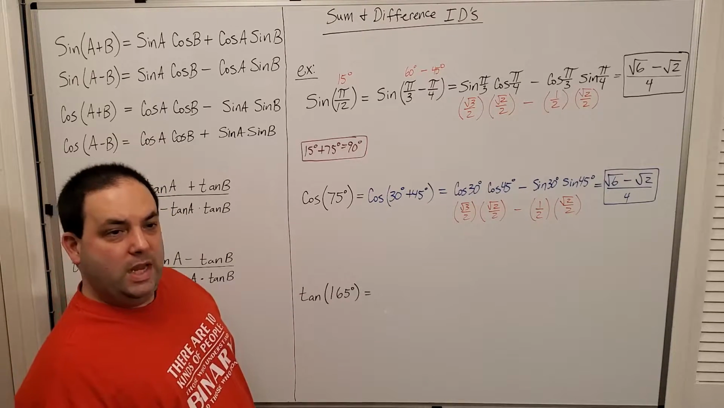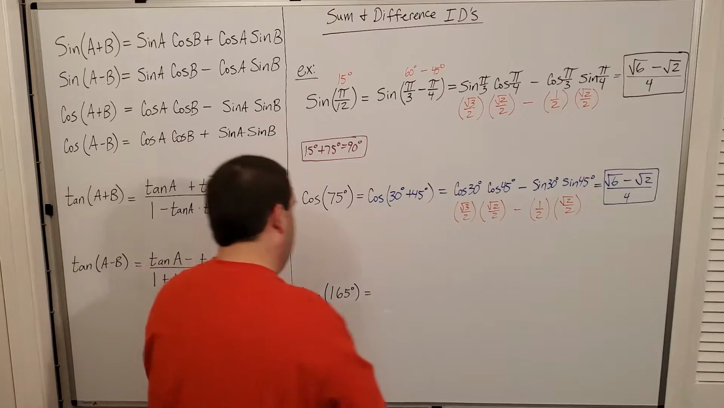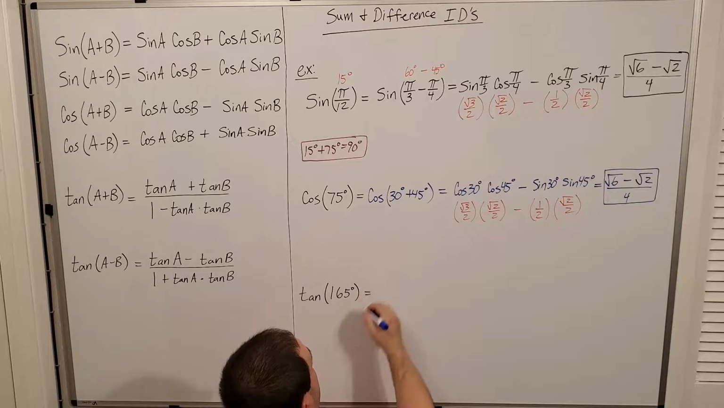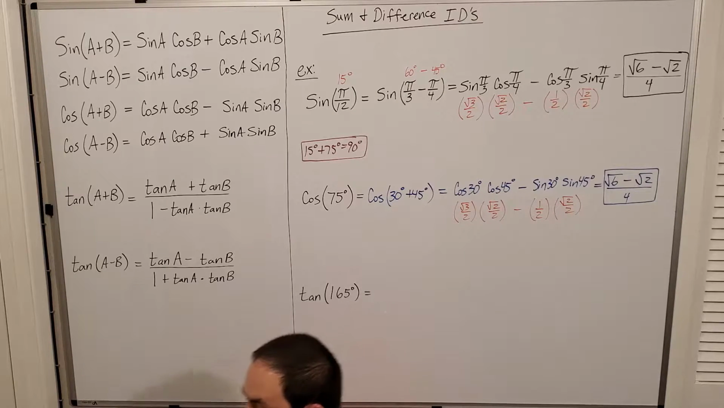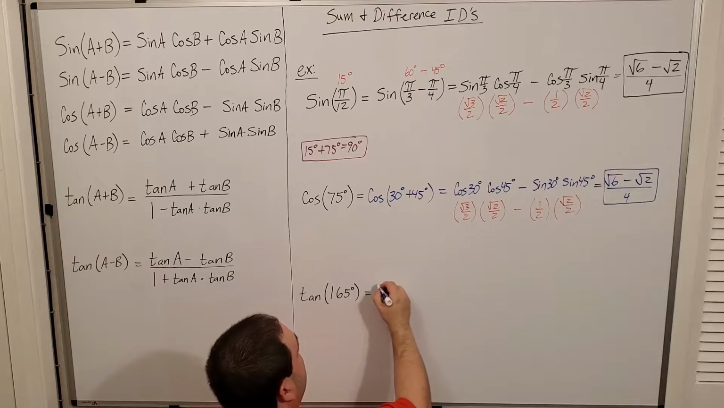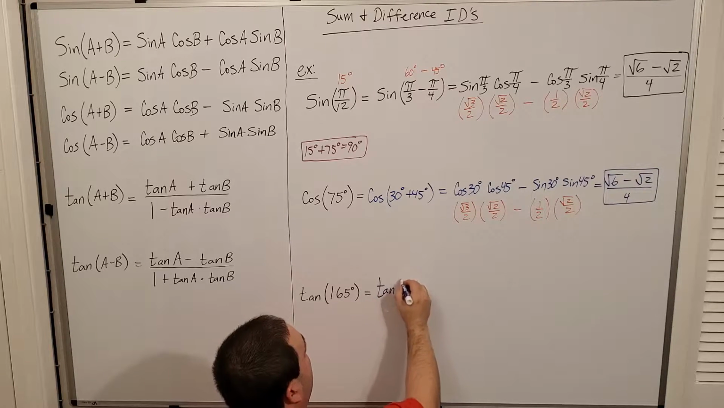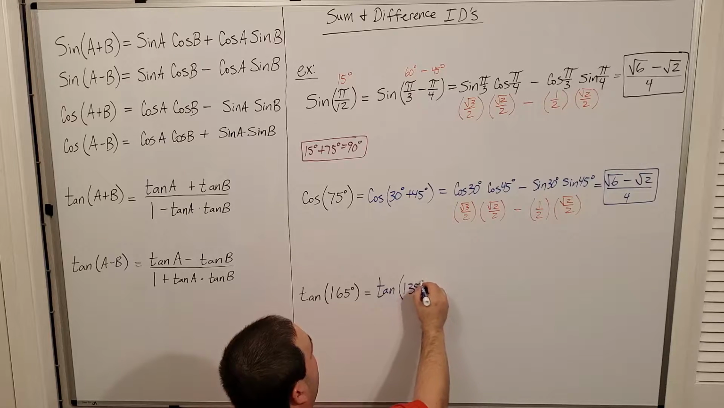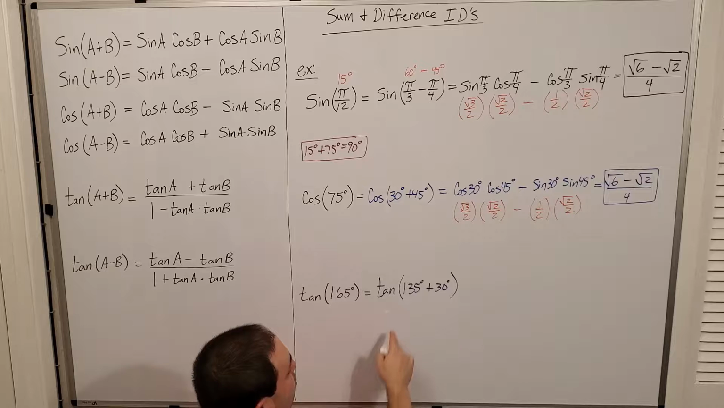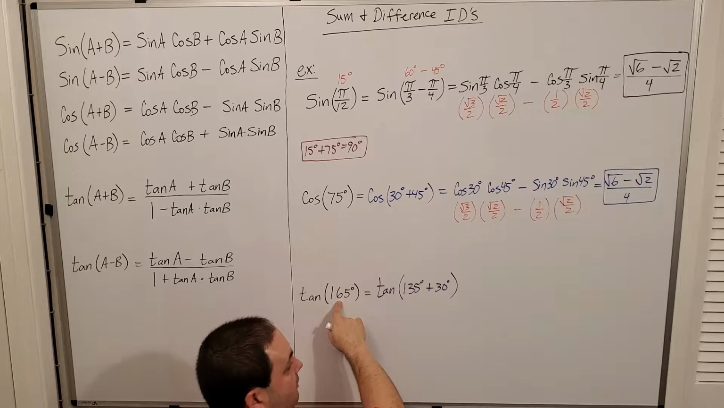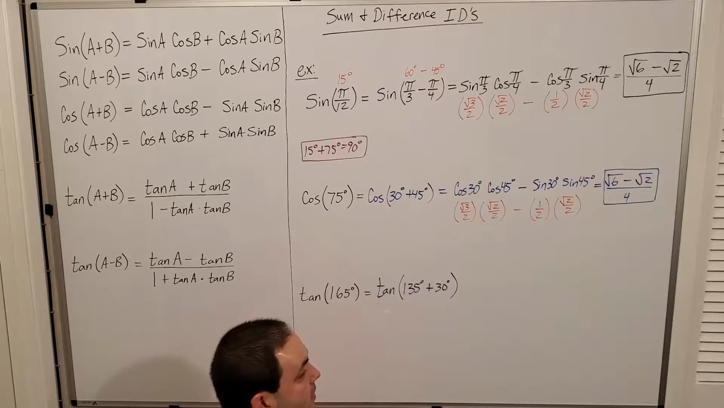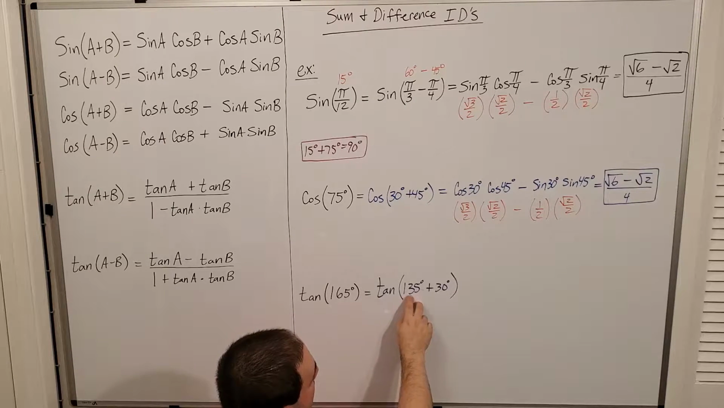165 could be 135 plus 30. Okay, so let me see. Let me do this in purple. This would be the tangent of 135 plus 30. That's one way to go. I could also do 120 plus 45. All of these are angles that are within my memorized knowledge.